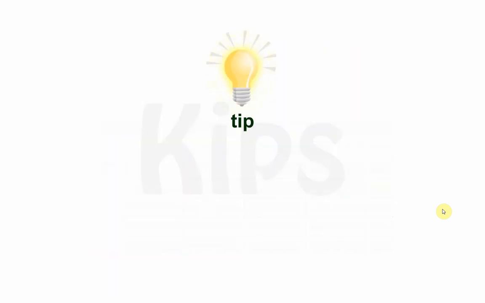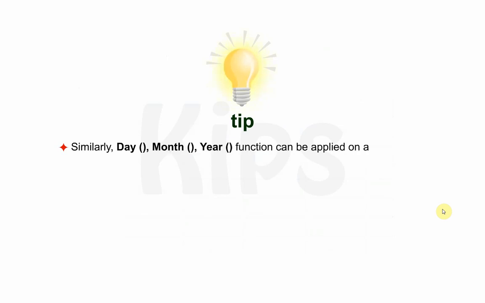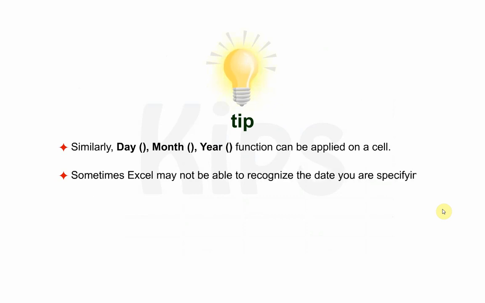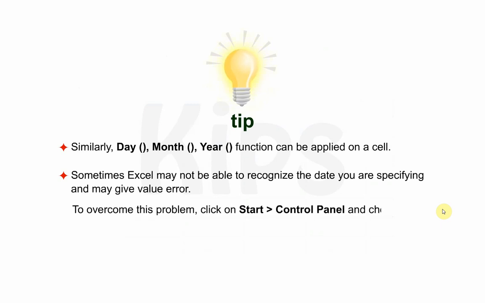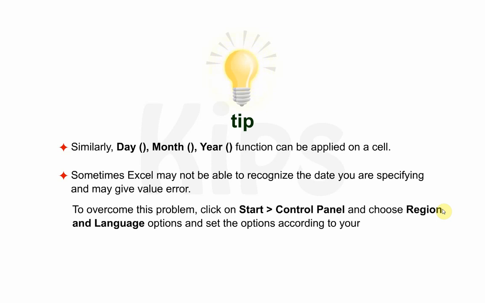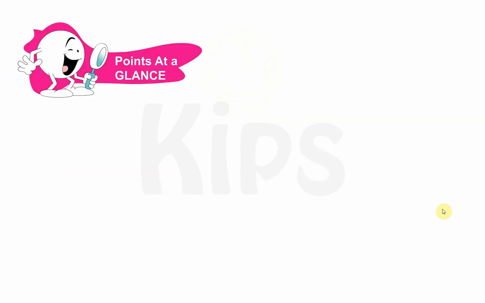Let me help you with a few tips, students. The DAY, MONTH, and YEAR functions can be applied on a cell. Sometimes Excel may not be able to recognize the date you are specifying and may give a value error. To overcome this problem, click on Start, then Control Panel, choose Region and Language options, and set the options according to your requirements. Let us quickly glance through the key points discussed in this chapter.